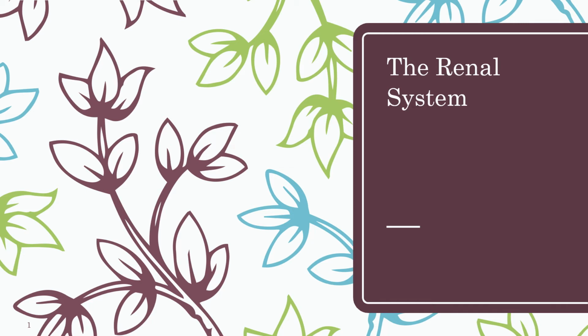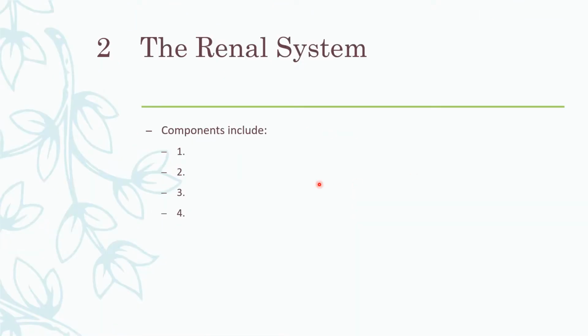Today's topic, we will be discussing the renal system. Okay, so components of the renal system. It's also called, if you're looking in a textbook or comparing to other classes, the urinary system or excretory system. The major function of this system is elimination of waste products.